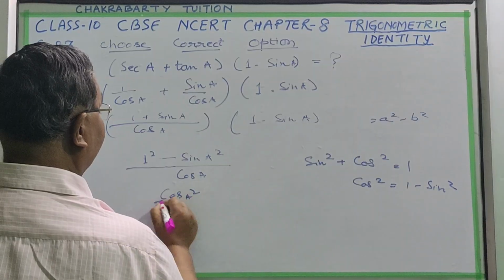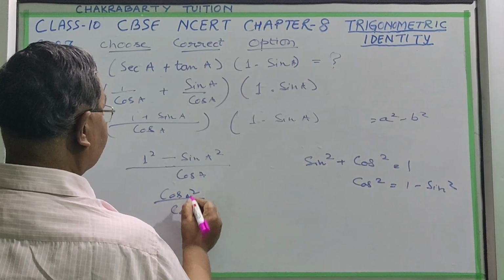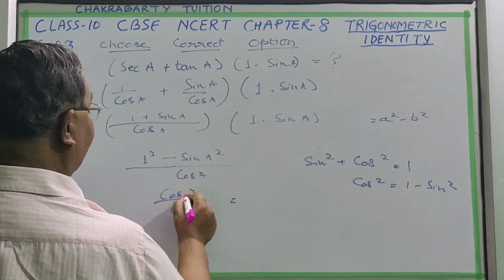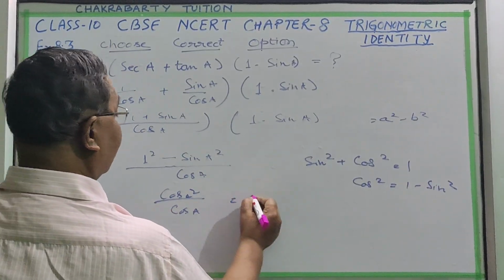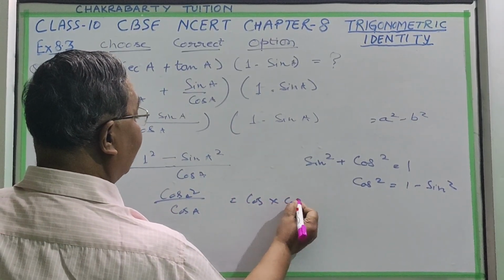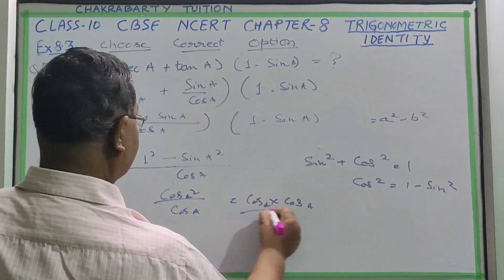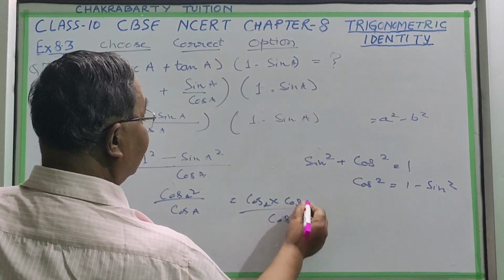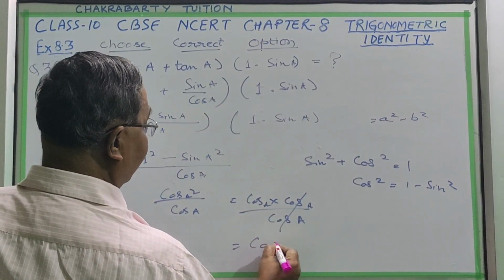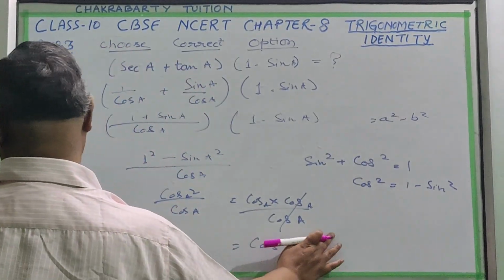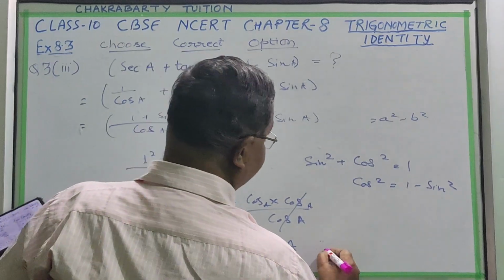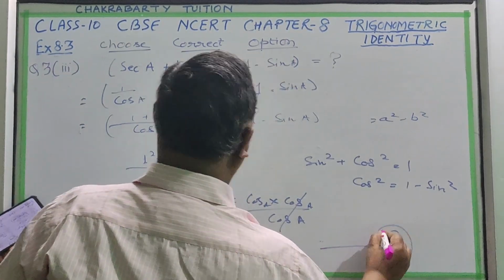Cos A square upon cos A. So if we cut it, cos square means cos into cos, so one cos will go out. What will remain? Cos A. So this is your answer. Now you have to check where this option is coming. This option is coming in your D. So D will be your answer.